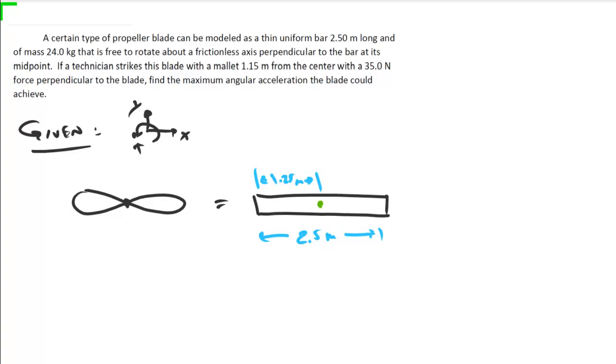And we have a technician, and it has a mass of 24 kilograms. Maybe I should write that down here. Mass is 24 kilograms. A technician strikes it with a mallet 1.15 meters from the center with a 35 Newton force. So it's struck down like this. And it doesn't actually say which side. We'll just say it's over here, 35 newtons. And this is 1.15 meters away over here from the center.